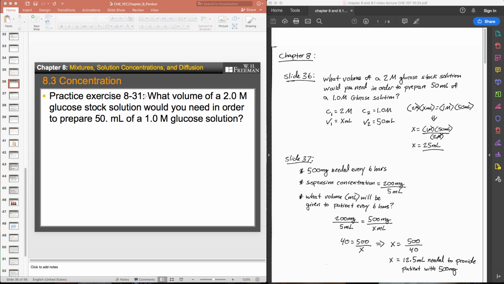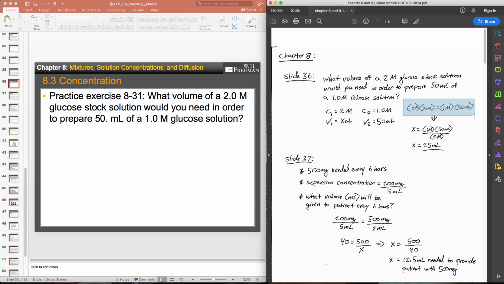And so for this one, where's our concentration one? Well, our stock solution is always going to be our first concentration because we're diluting from there. So our first concentration is 2 moles per liter, so that's big M, molarity. And what we're looking for is how many mils of this 2 moles per liter solution we would need to create 50 mils of a 1 mole per liter solution. If you look at the right side of the screen, you can see I've already worked this out. Your C1 is 2 moles, V1 is X, that's what you're solving for, C2 is 1, and V2 is 50.